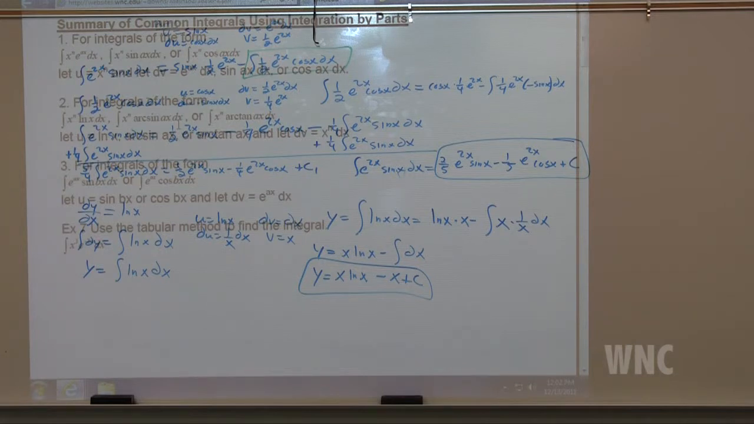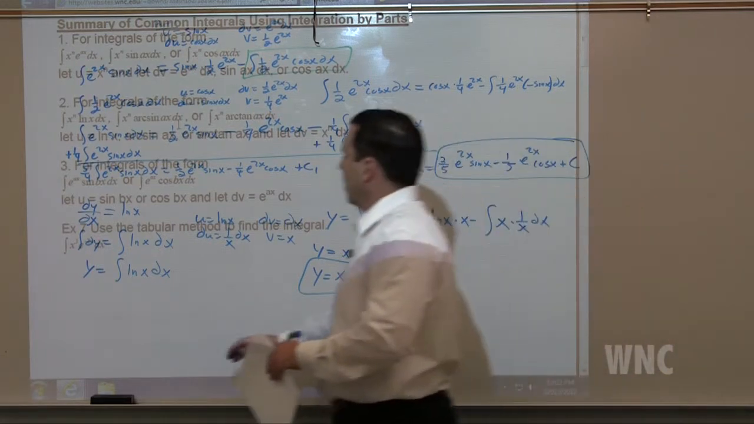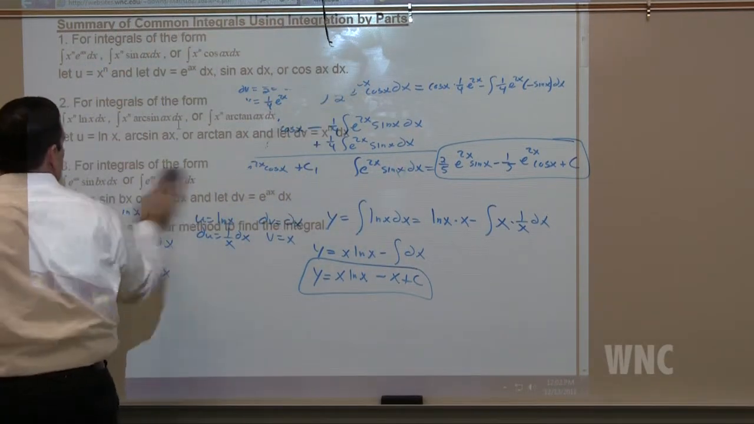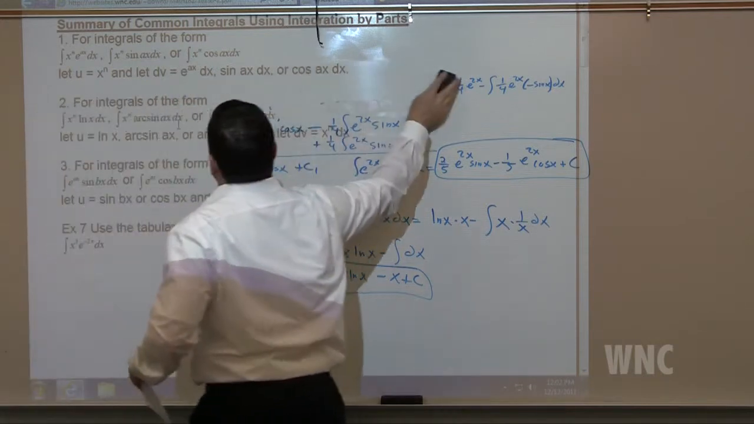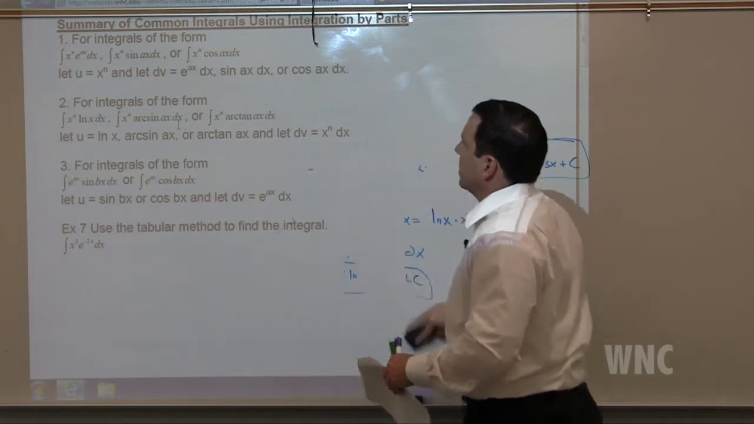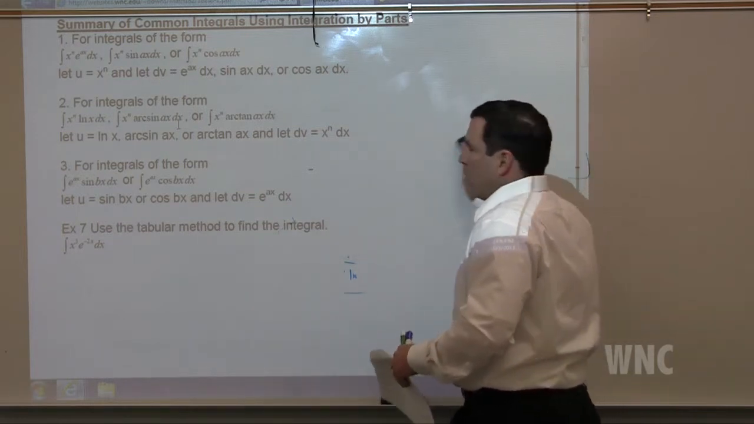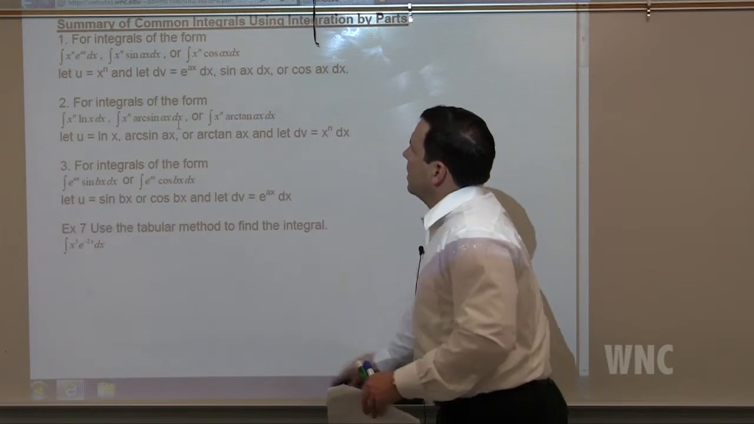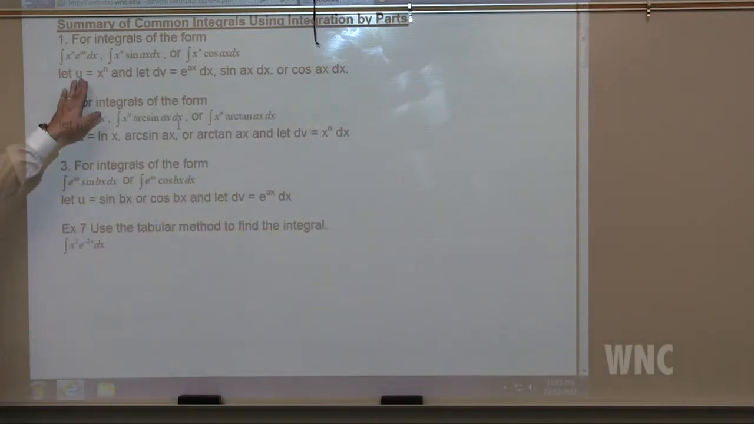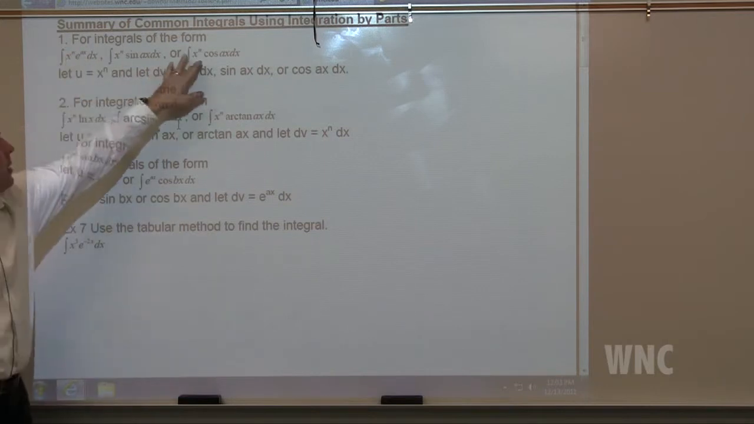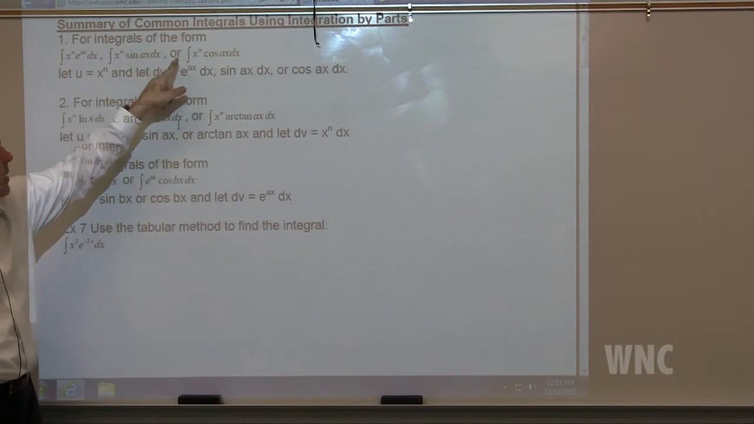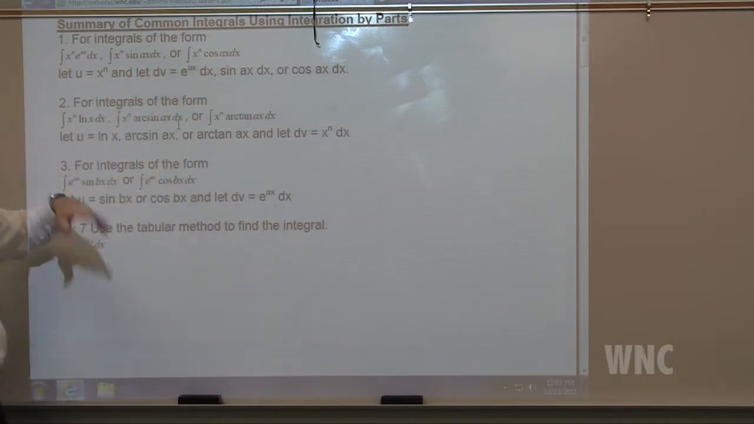So now we have a summary. For integrals of the form x to the n e to the ax, x to the n sine ax, and a could just be 1, and x to the n cosine ax, dx, in all those cases, let u be x to the n, and then our dv would be e to the ax dx, or sine ax dx, or cosine ax dx, and you go from there.